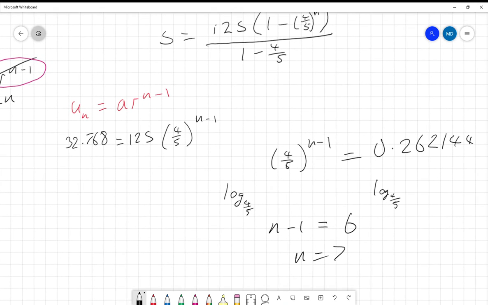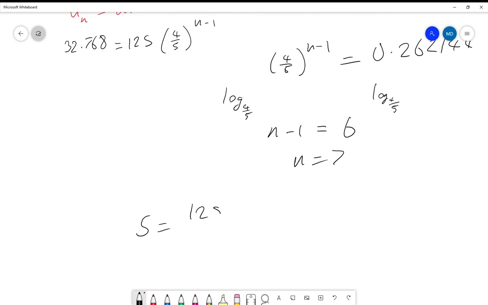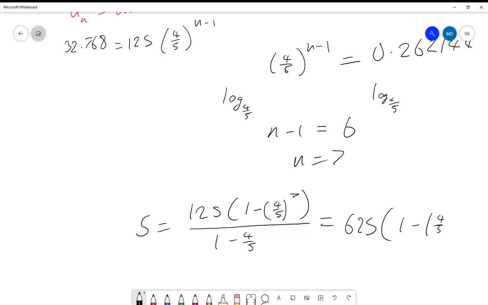And now we can just plug that into the rest of our calculations. We have S is equal to 125 lots of 1 minus (4/5)^n, but we know that n is now 7, all over 1 minus 4/5, which is going to simplify to 625 lots of 1 minus (4/5)^7, and we can calculate that. And we get an answer of 493.928. And there we go.